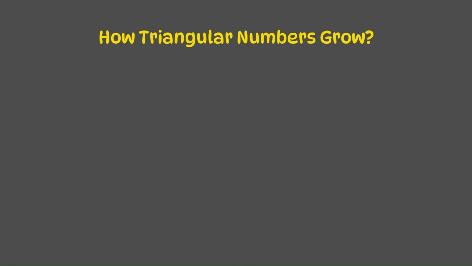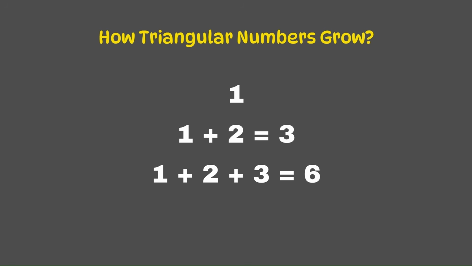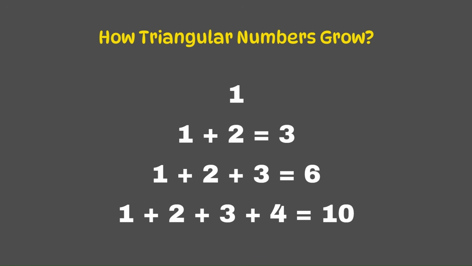Now let's try to understand how triangular numbers grow. So we started with one dot and then we added one row with two dots. So 1 plus 2 gives us 3. Next we added another row where we had 3 dots. So 1 plus 2 plus 3 equals 6. So each time we add the next number, and that's how triangular numbers grow.